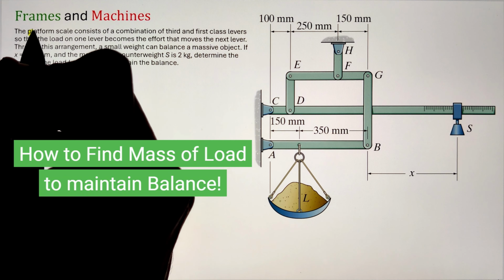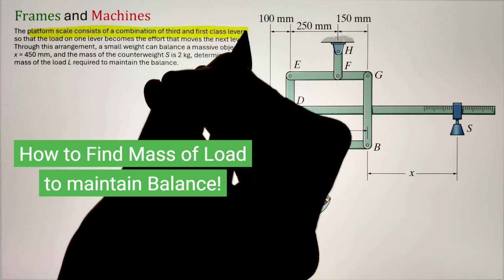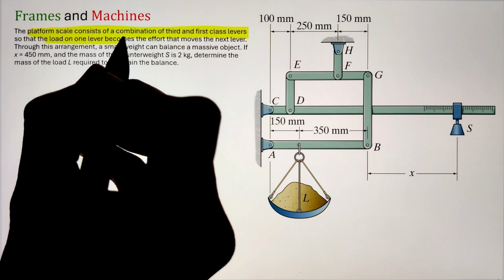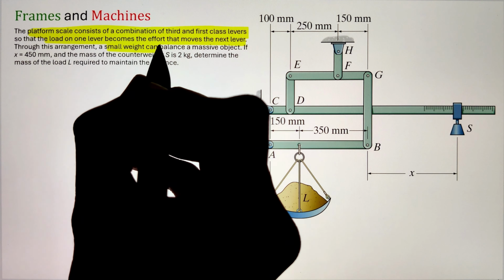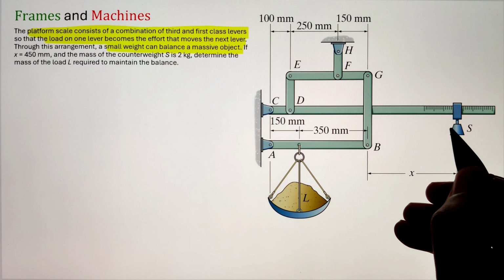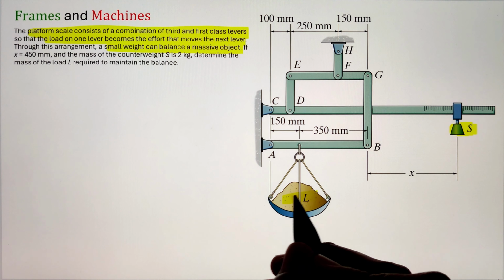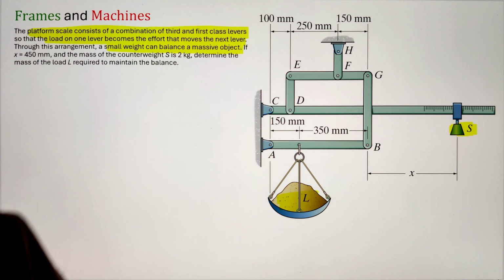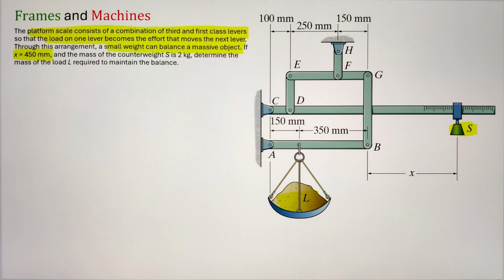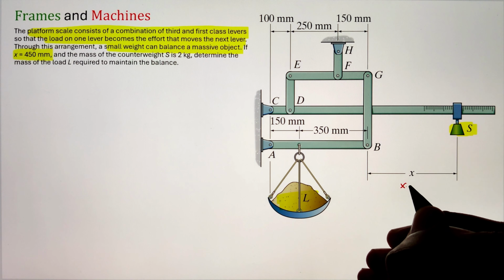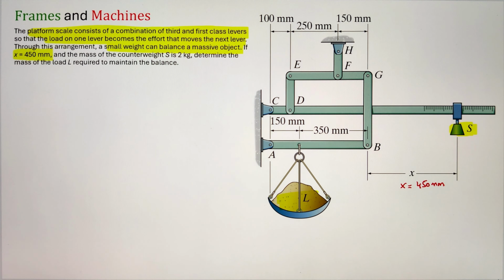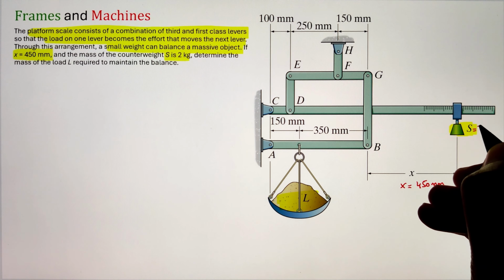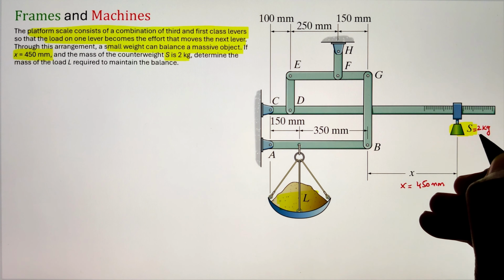In order to find the mass of the load to maintain the balance on the platform, this scale consists of a combination of third and first class levers, so that the load on one lever becomes the effort that moves the next lever. Using this arrangement, a small weight can balance a massive object. Now, if the value of X is 450 millimeters and the counterweight S is 2 kilograms, we need to identify the load L so that the balance will be maintained.